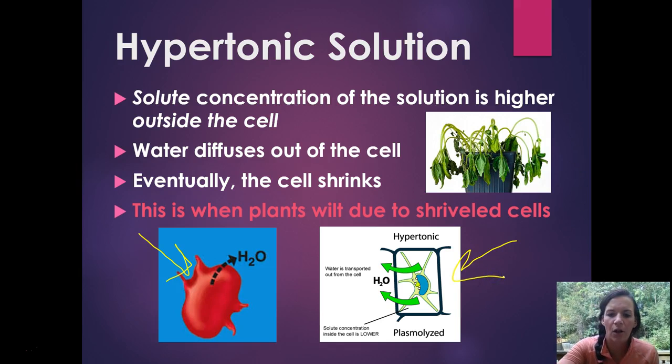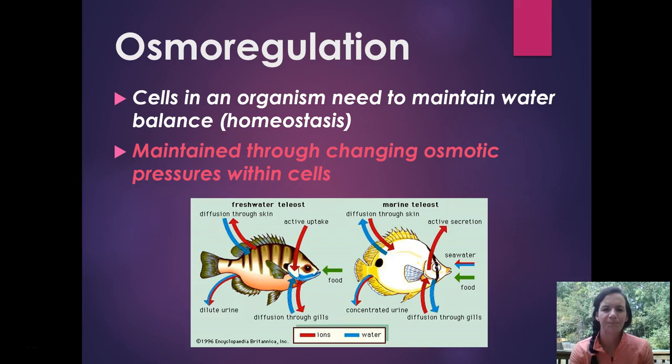As you can see, all this blank space in here, that is the cytoplasm and the cell membrane moving away from the cell wall. But because plants have that cell wall, it doesn't change, just what's inside of the cell does.